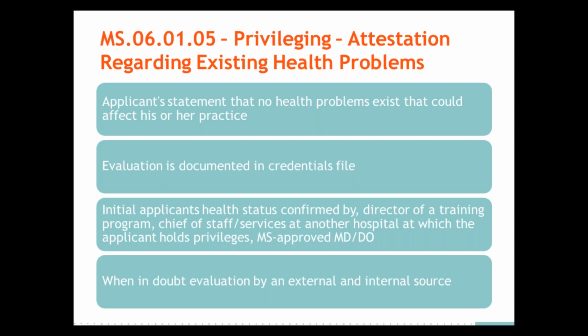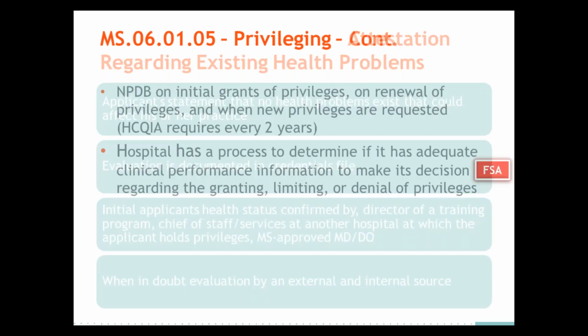Now, there also has to be a process whereby if there's any kind of a doubt as to whether or not this person can safely perform these privileges, then there needs to be an evaluation by some type of another person, maybe an external source, a doctor that you send them to, or an internal source, maybe like an employee health physician or somebody on your medical staff that has agreed to do those evaluations. So if there's any kind of doubt about whether or not that person can safely perform those privileges due to a health issue, then that needs to be looked at by someone else on the outside or on the inside.